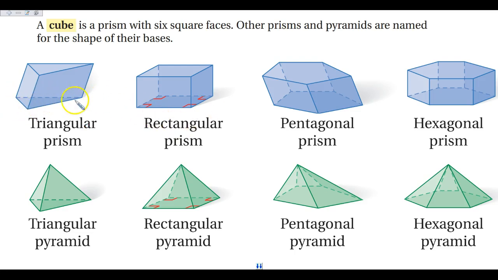But this one, look here, I have a base here that's a triangle, a base here that's a triangle. That's my triangular prism. Here I have a rectangular prism because all of the sides are rectangles. Here my base is a pentagon, so it's a pentagonal prism. Here my base is a hexagon, and so it's a hexagonal prism. Some people say pentagonal and hexagonal, and that's fine too. When we look at our pyramids, my base here is a triangle, so it's a triangular pyramid. Here I have a rectangular base, so it's a rectangular pyramid. Pentagonal pyramid, hexagonal pyramid.